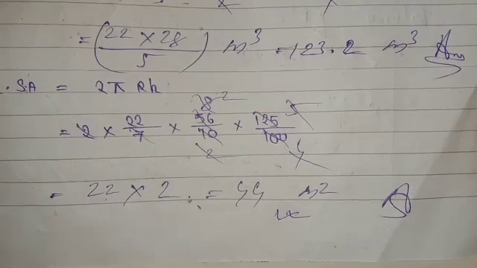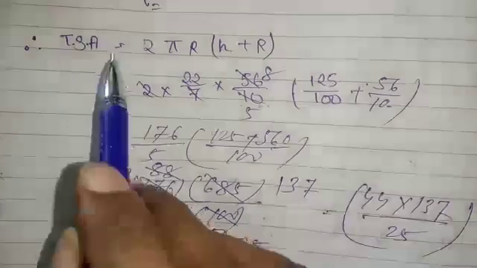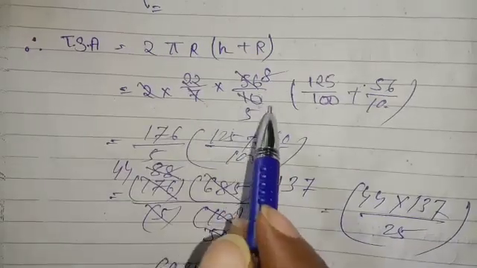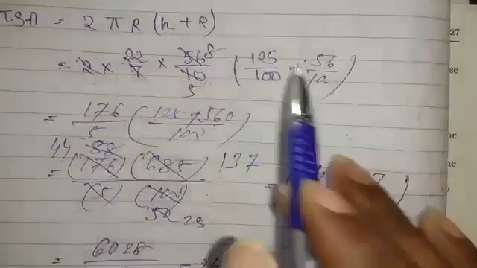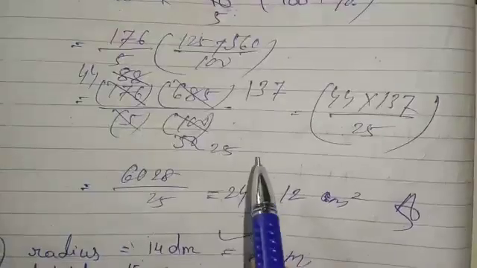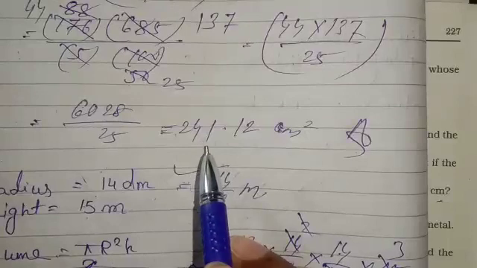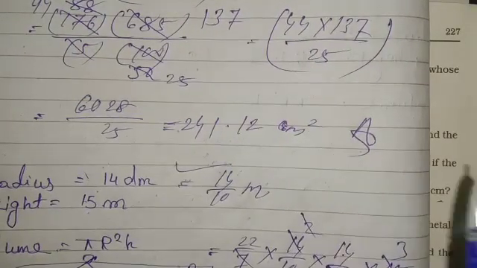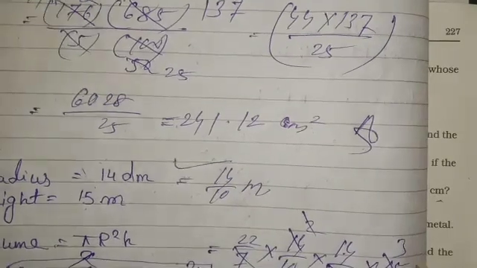Next, total surface area. The total surface area formula is 2 pi r whole into h plus r: 2 into 22 by 7 into 56 by 10 whole into 125 by 100 plus 56 by 10. After simplification it is coming 241.12 meter square. Okay. Next is the third part.